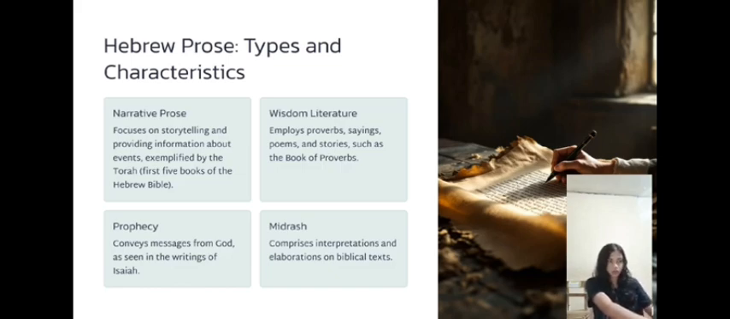And second, we have prophecy. Prophecy prose conveys messages from God. Earlier I gave the writing of Isaiah as an example of prophecy poetry, right? But usually, the writing of Isaiah is called prophecy prose or prose. That is it.